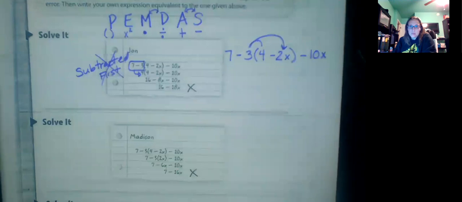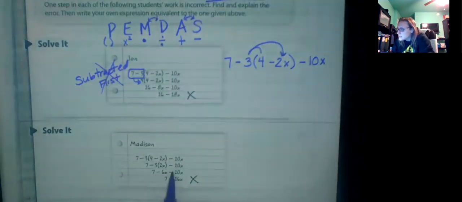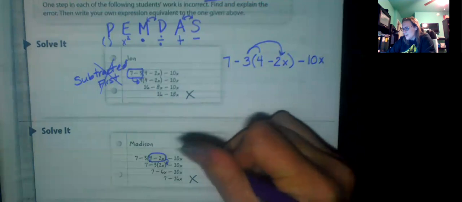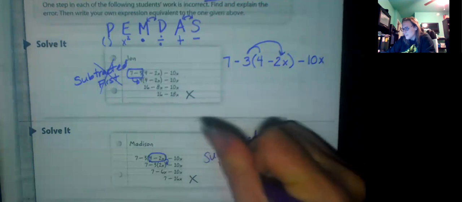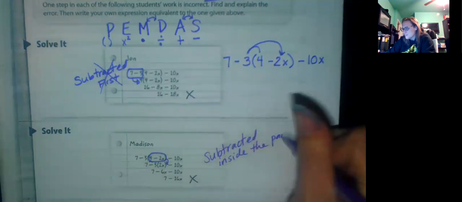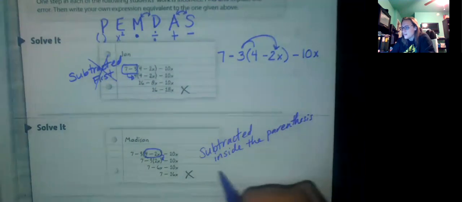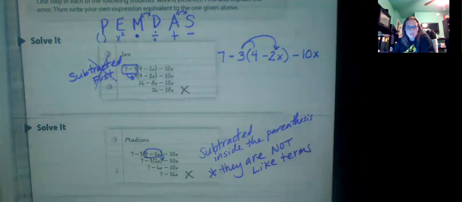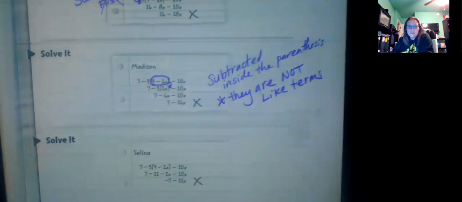Let's look at Madison. Madison, it looks like, all right, so something went here to give us this. So it looks like maybe she subtracted also, but she subtracted the 4 and the 2x, and we can't do that. So she was dealing with her parentheses, so that was okay. But what she did, so she subtracted inside the parentheses, okay? However, they are not like terms. So that's not okay.